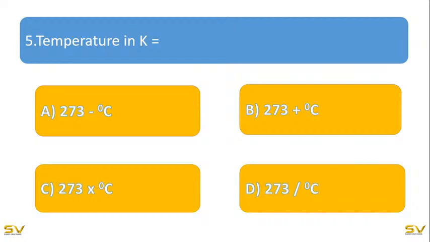So what is that? Is it 273 minus degree centigrade, 273 plus degree centigrade, 273 into degree centigrade, or 273 by degree centigrade? So what is the correct option here? Is it option A, option B, option C, or option D? So what is your correct answer?